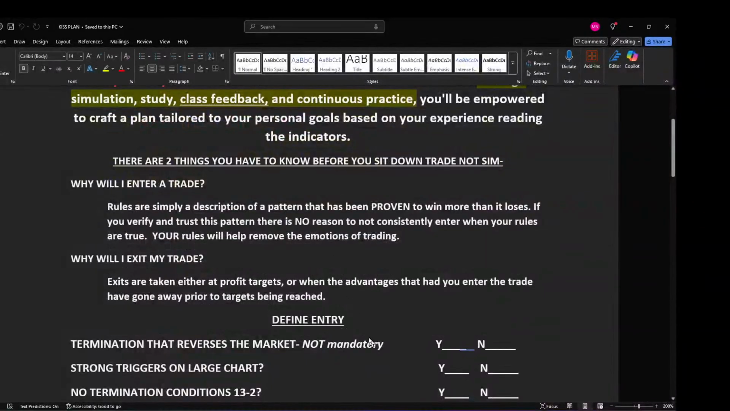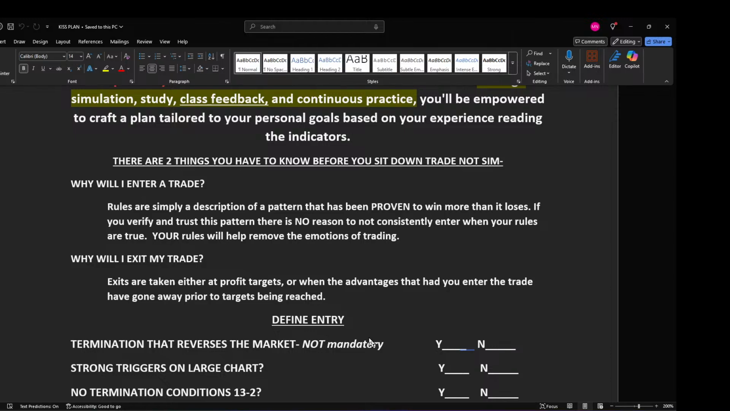So there's 2 things you need to know before you sit down to trade and you're not on the simulator. You have to know why you're going to enter the trade, guys. If you leave it to your guts to make that decision for you, your guts are going to steer you wrong more often than not. Rules are a description of a pattern that has been proven to win more than it loses. I've proven for myself that this wins more than it loses. Nexgen has proven that it wins more than it loses. That's why we teach it. I want you to prove that it wins more than it loses.